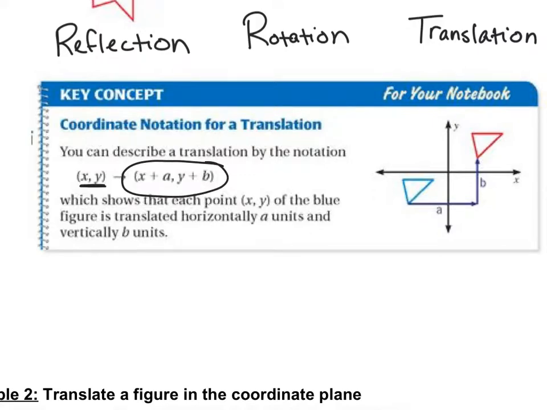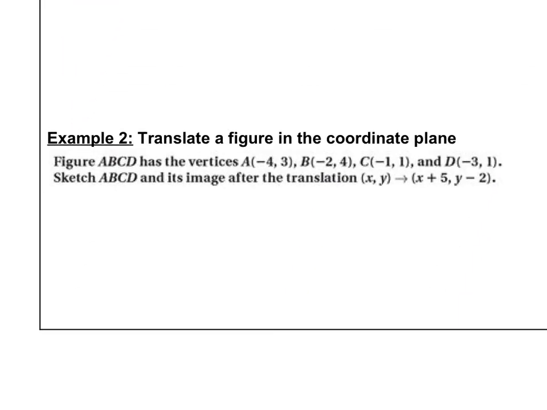Now, because it says x plus a and y plus b, doesn't mean you can't have subtraction in there. They just mean that if we were going from here to here, obviously we're going to be subtracting here and subtracting here. So it just depends on which direction you are moving. Anytime you see addition or subtraction being done to a coordinate, that is going to be a translation. All right, so let's take a look at that here in example number 2.